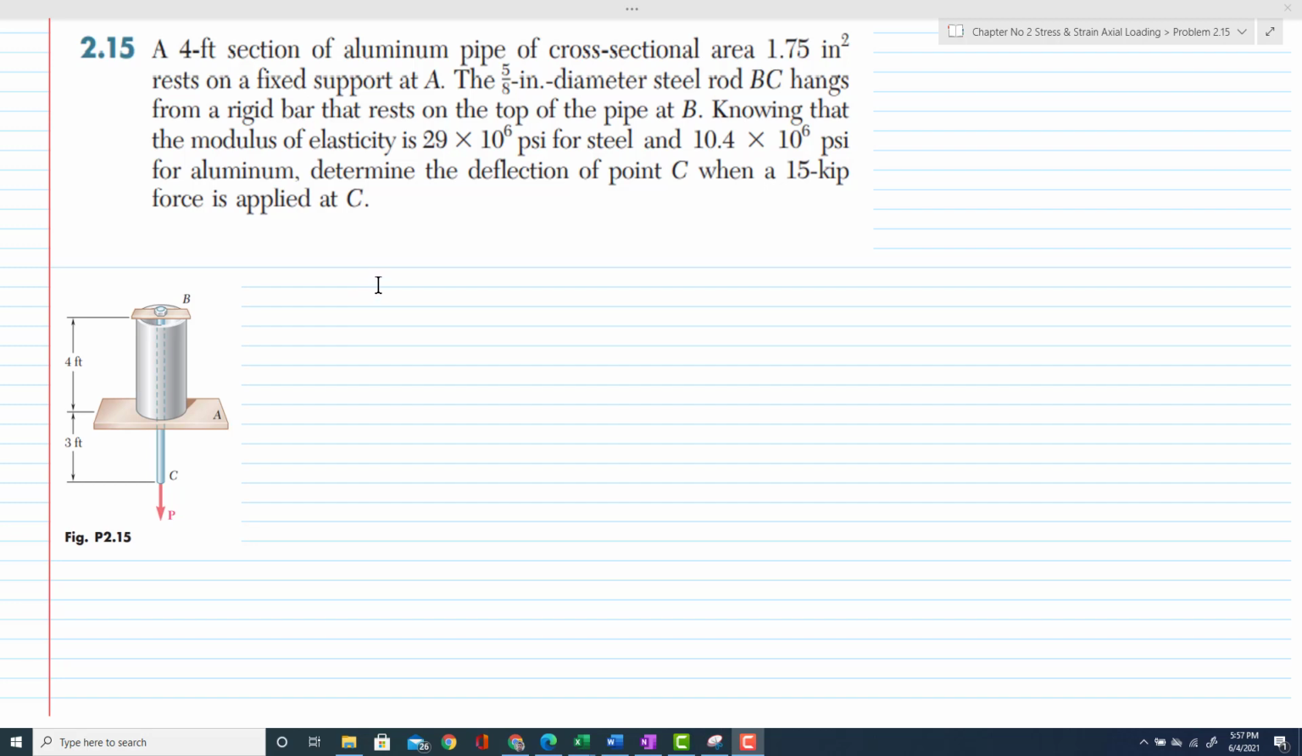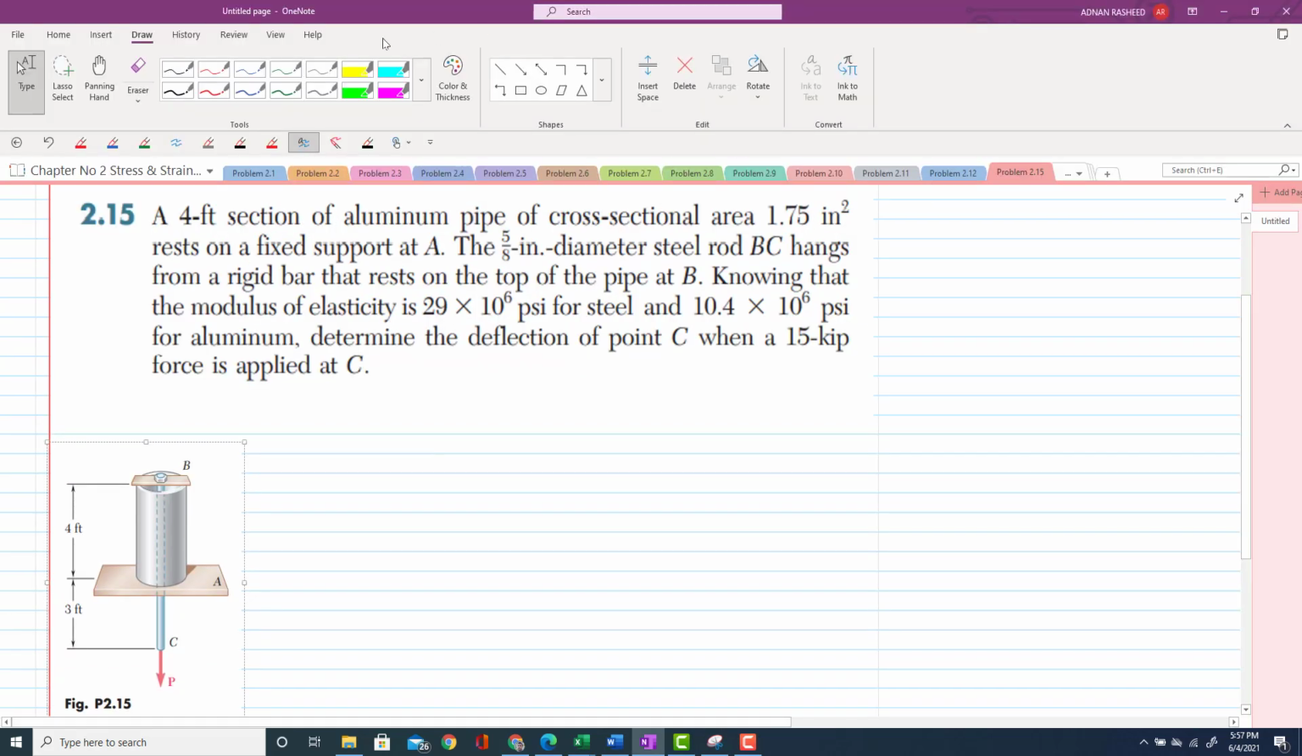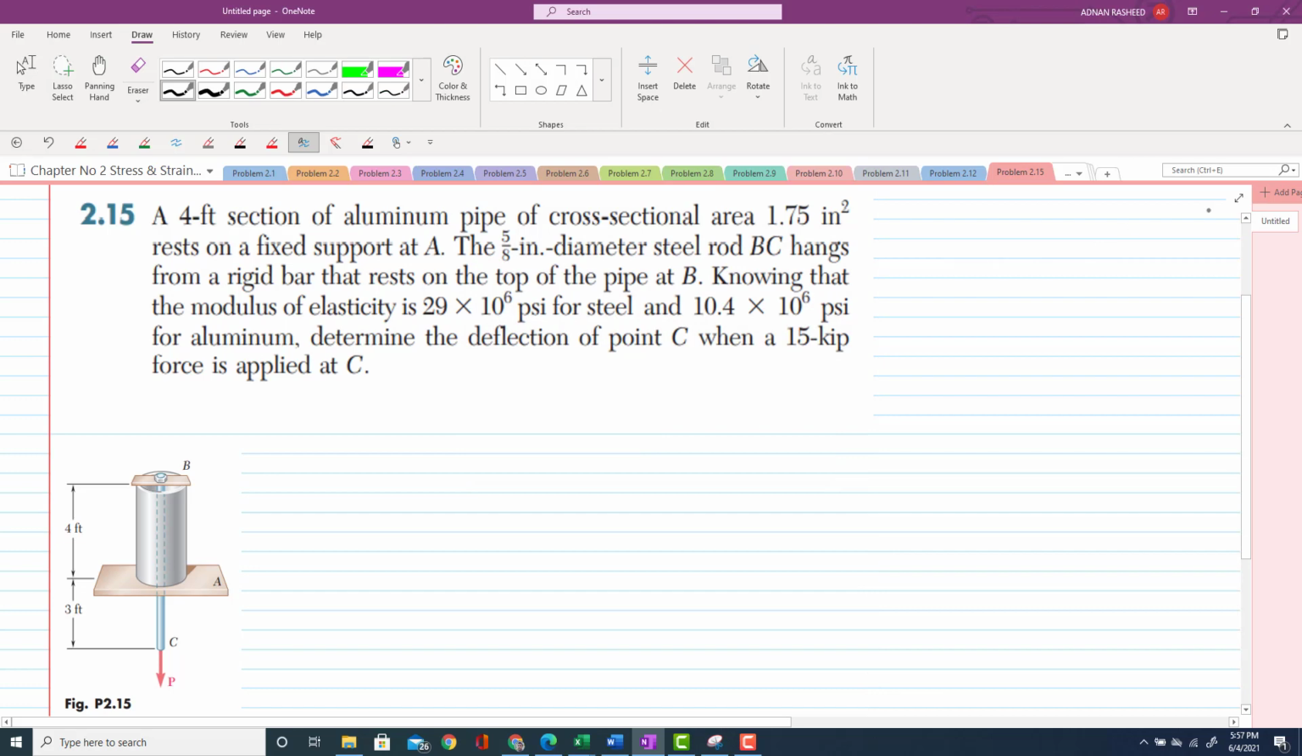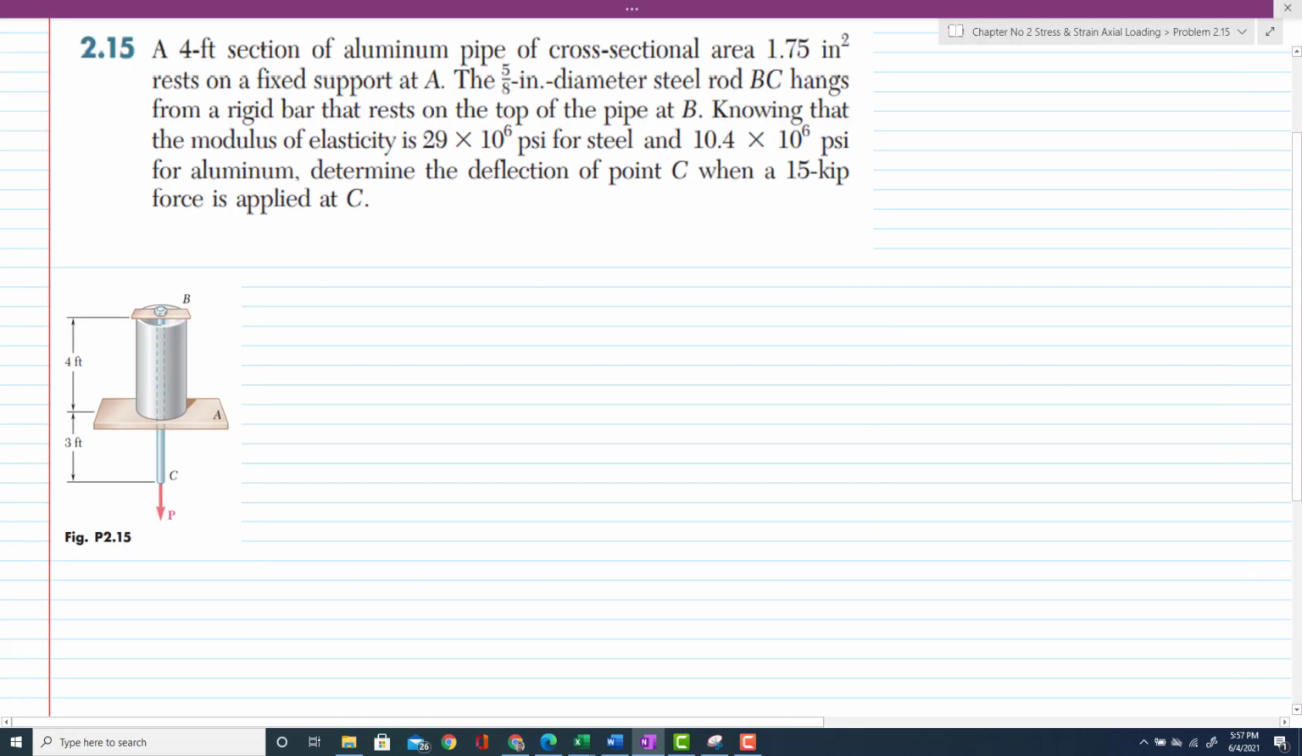Hi dear friends. In this video we will solve problem 2.15. The statement of the problem is that we have a 4-foot section of aluminum pipe of cross-sectional area 1.75 inch square. This rests on a fixed support at point A. So this is the aluminum pipe, and it rests at point A.